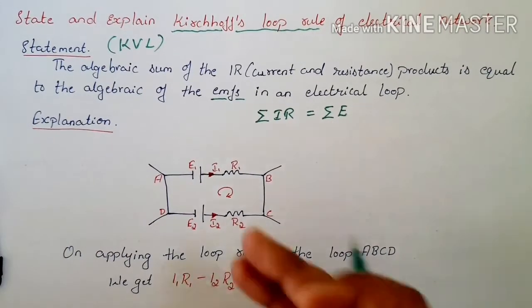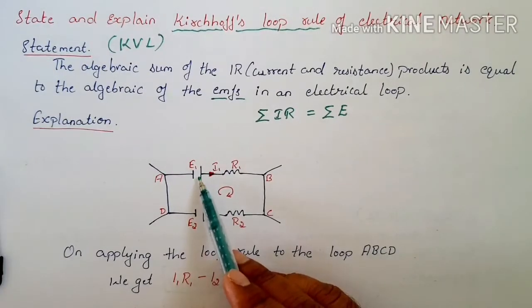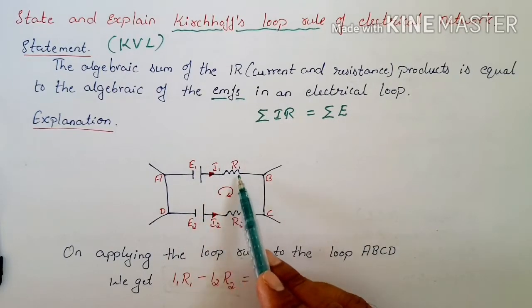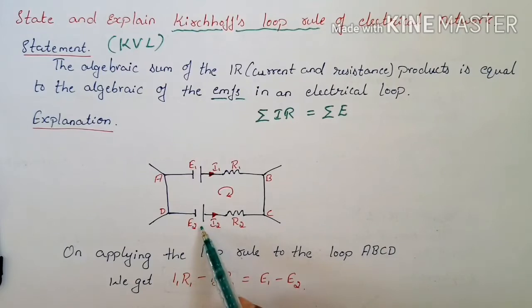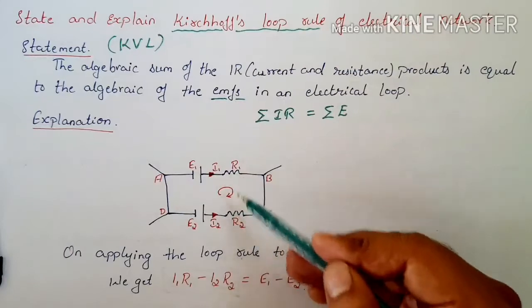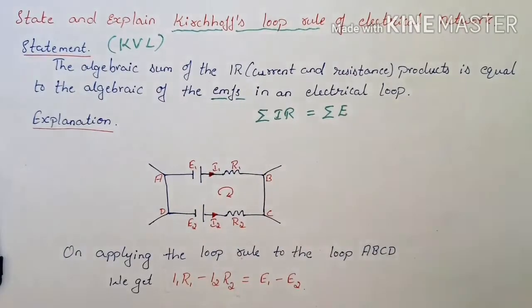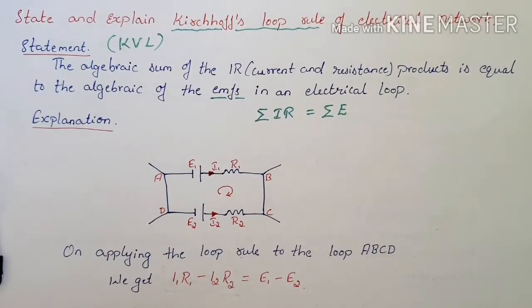And you can observe in a circuit there are two cells. The first cell has an EMF E1 which sends the current I1 to the resistance R1, and cell 2 has an EMF E2 and sends the current I2, which passes through the resistance R2. This is one simple circuit I selected where two resistors, two cells and two currents are present. Now how to apply Kirchhoff's law for this?